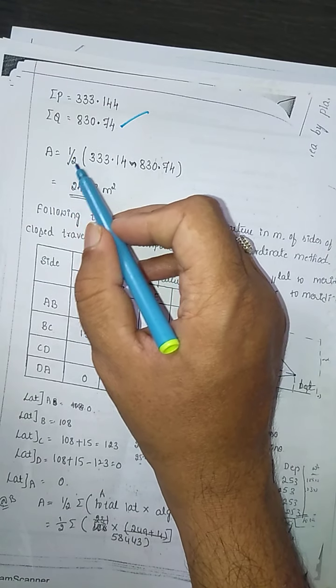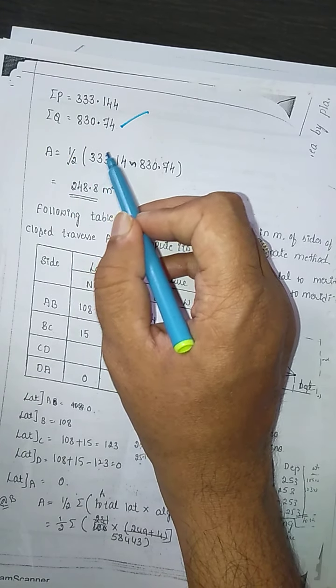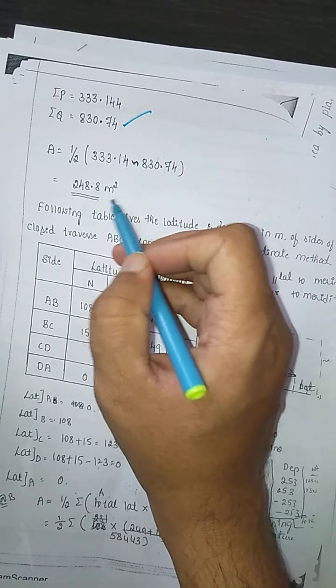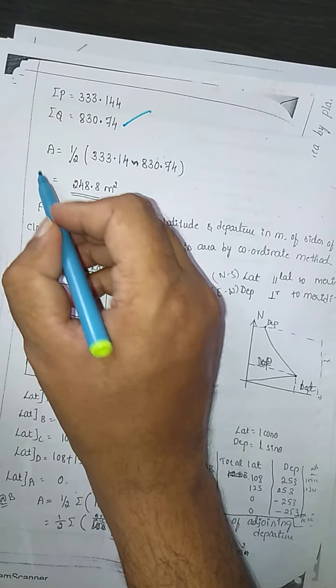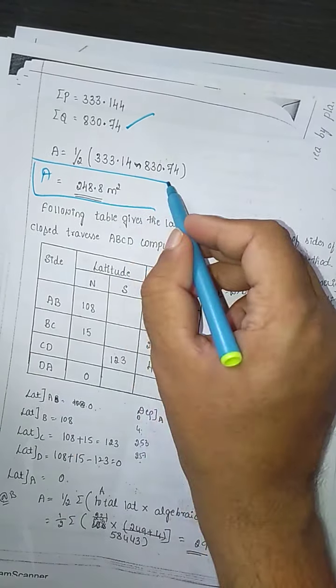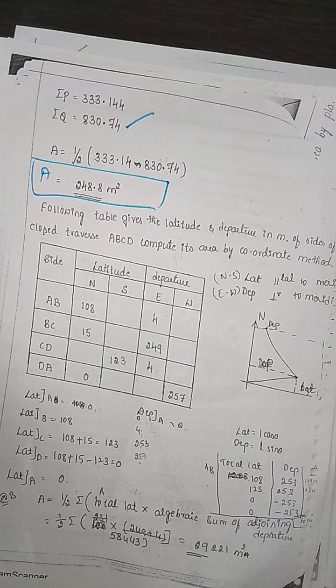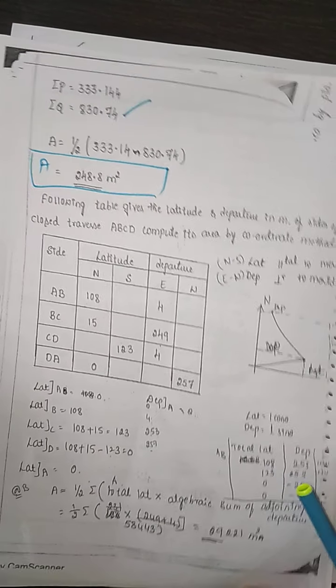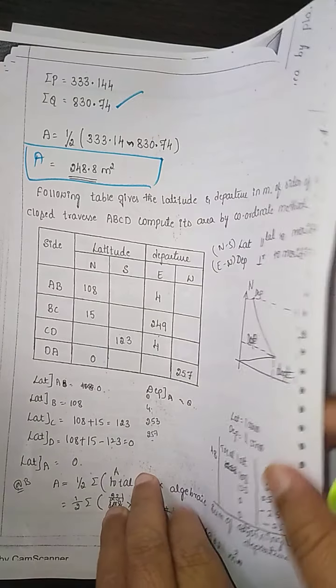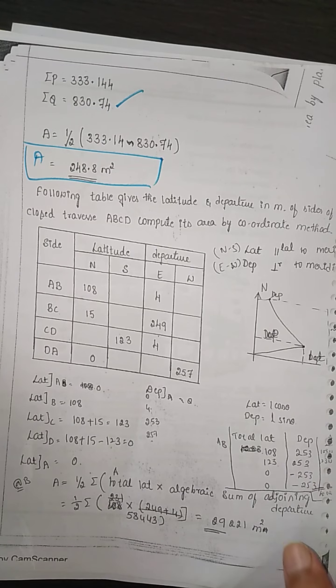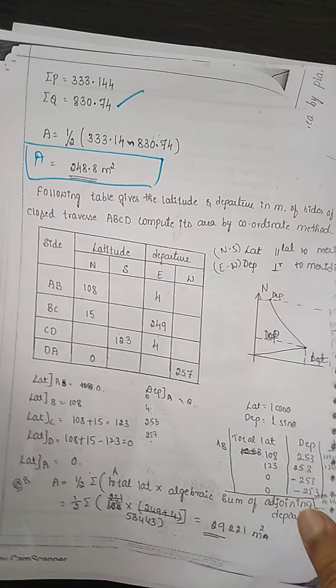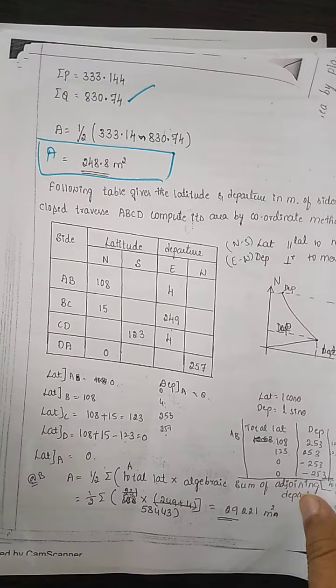So half area is equal to half sigma P minus sigma Q. So you will be getting the area as 248.8 square meters. So this is how you will be solving the problem based upon the coordinate method. You need to solve the problem by using a different textbook for the area from coordinates, right?